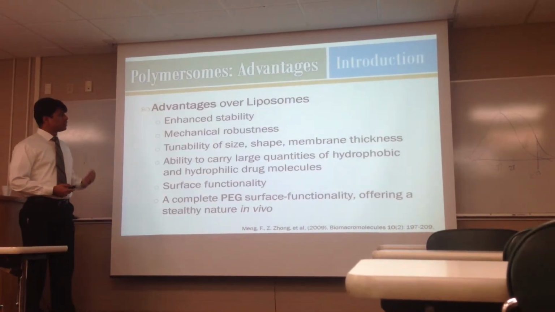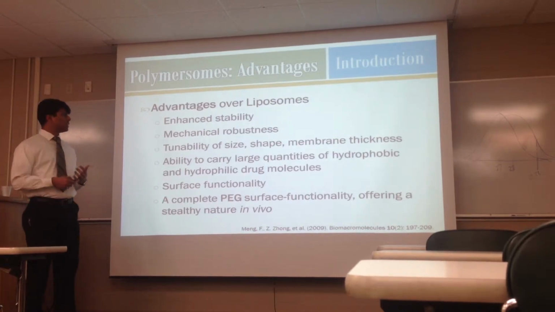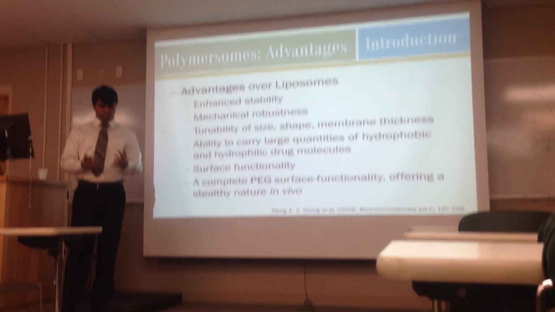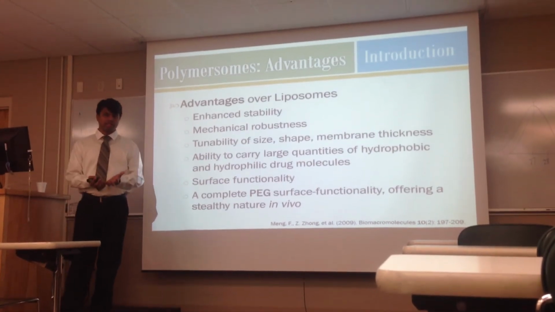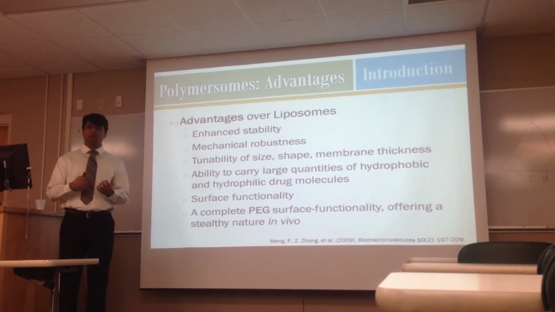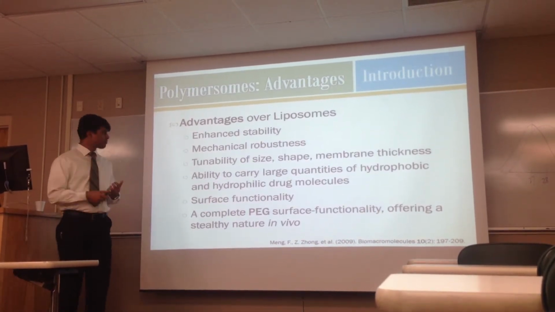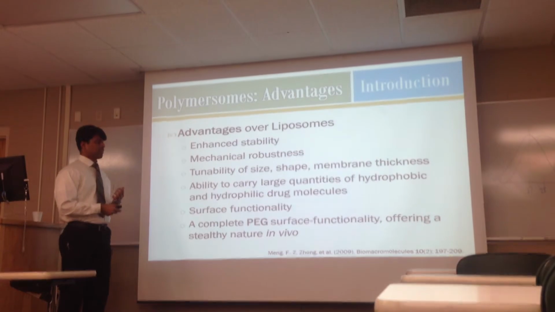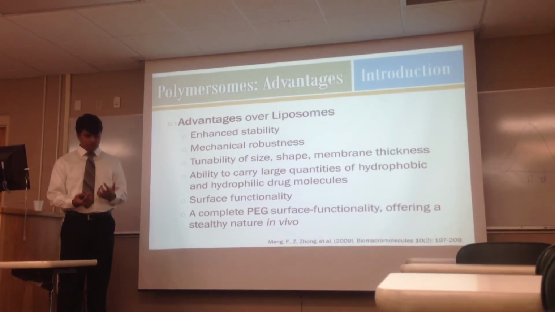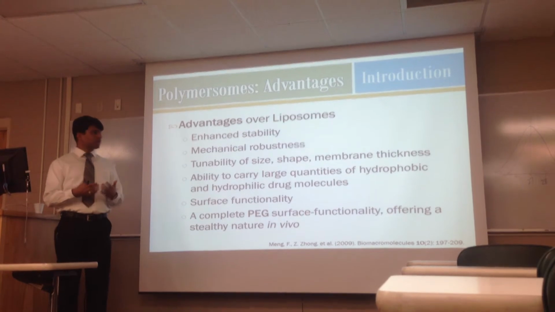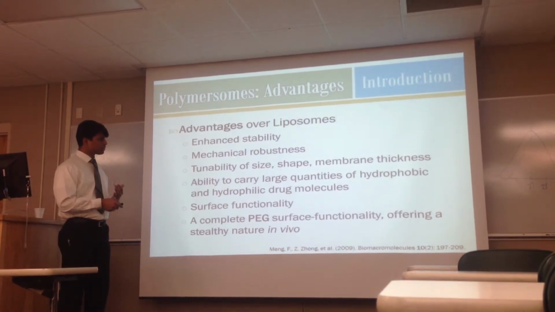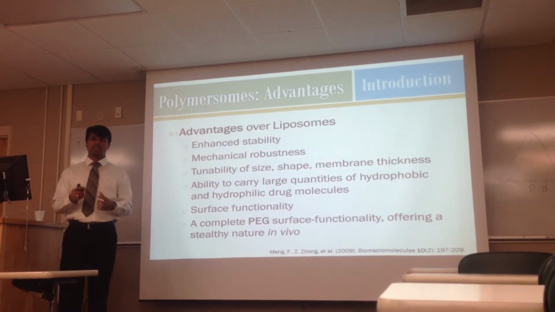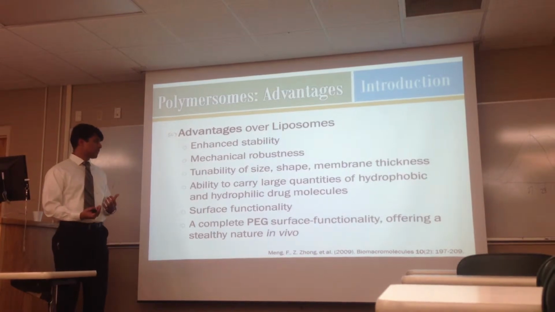The primary advantage of polymersomes compared to liposomes is their stability and robustness. Because these polymersomes are made up of polymers, they arrange themselves so compactly in the bilayer, and thus the bilayer becomes more stable and more robust. Also, there is tunability of the size, shape and membrane thickness. As we can synthesize these polymers with different molecular weights and different types of functional groups, we can actually play with the size, shape and membrane thickness. We can increase the membrane thickness by increasing the molecular weight of these polymers.